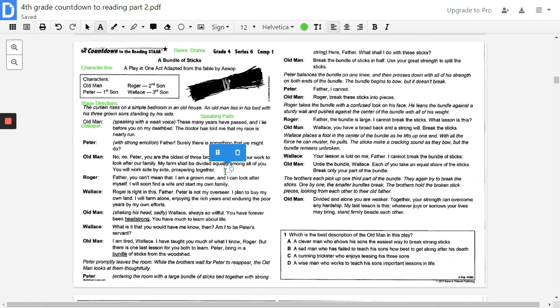So we can write that, for our Stop and Drops, the old man is dying and wants Peter to look after the family.